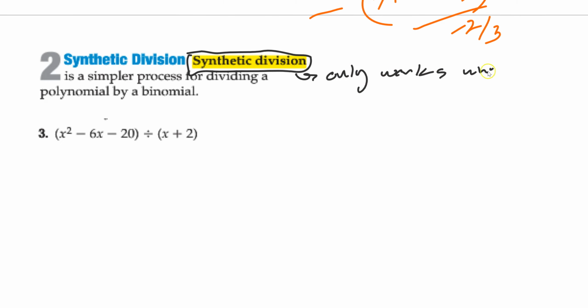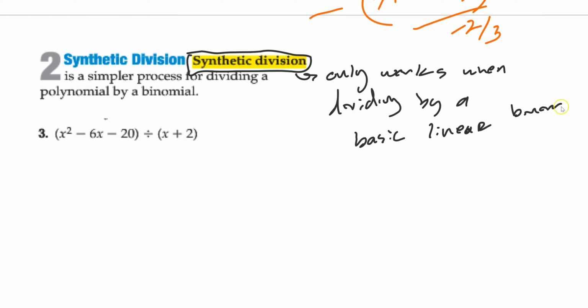when dividing by a basic linear binomial. So with that I mean you're dividing by something like x plus b or x minus b, for example, x plus 3 or x minus 2. So it has to be something like that. If there's a number in front, we can work with it, and we'll talk about how, but it has to be a linear binomial term. It can't be x squared plus 3, it can't be a trinomial, it can't be anything else. It has to be super basic. Then we can do synthetic division.